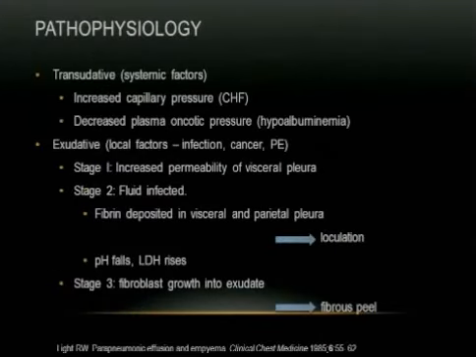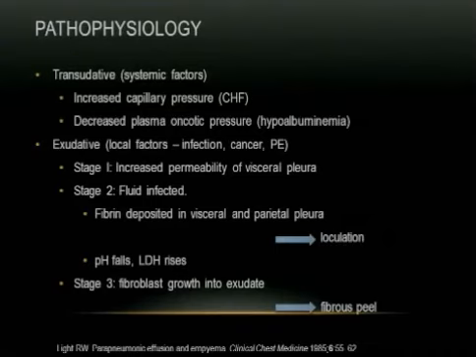Basically, pleural fluid, you can break it down into transudative and exudative effusions. Transudative are due to a systemic factor such as CHF or hypoalbuminemia, and exudative typically a local process such as infection or malignancy. The exudative effusions can be broken down into stages, and what's important is when you get to stage 2, you actually get a fibrin deposition into the visceral and parietal pleura. That becomes important when we start talking about intracavitary fibrinolysis.